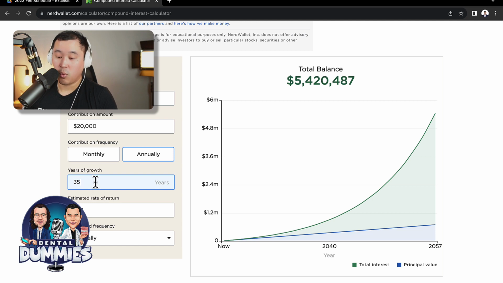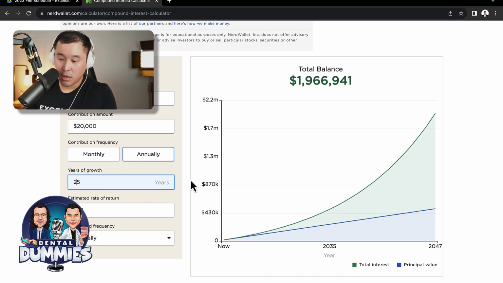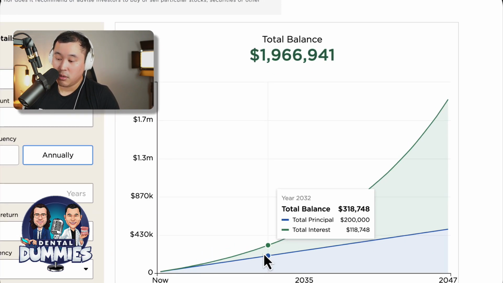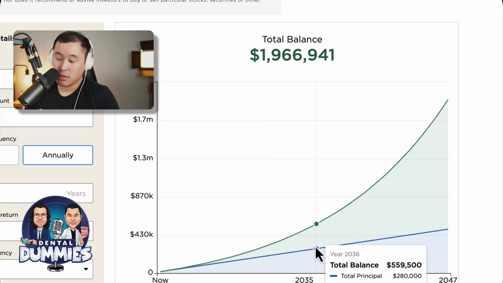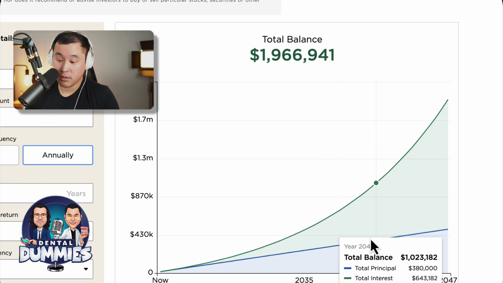Now, what happens if we waited 10 years? So remember, we're at $5.4 million right now, and we delay this by 10 years. Let's see what happens. Bam. So we deposit $20,000 annually, 25 years. Same compound interest, compounded annually. Look at this number. $2 million. It's less than half of what it was. Half, guys. Half.